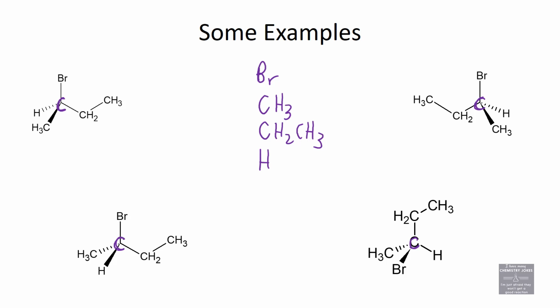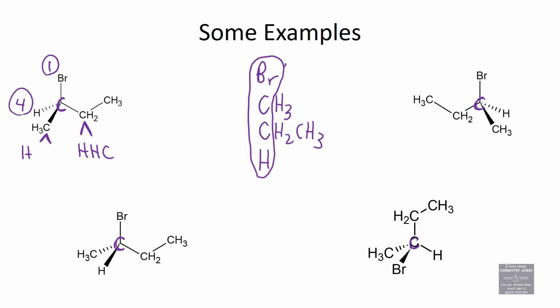So if I take this first one, I'm comparing Br, carbon, carbon, hydrogen. Higher atomic number gets higher priority, so bromine is priority number 1. Hydrogen is priority number 4. Carbon and carbon are priority 2 and 3, but I need to figure out which one is priority 2 and which one is priority 3. So this carbon is connected to 2 hydrogens and another carbon. This carbon is connected to 3 hydrogens.